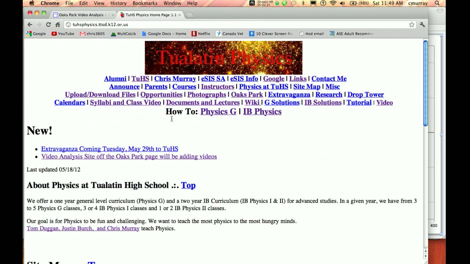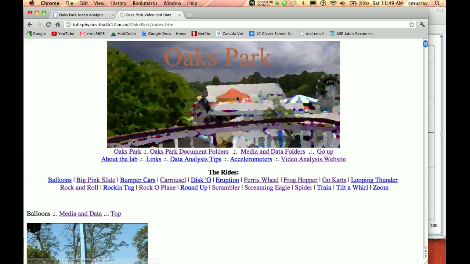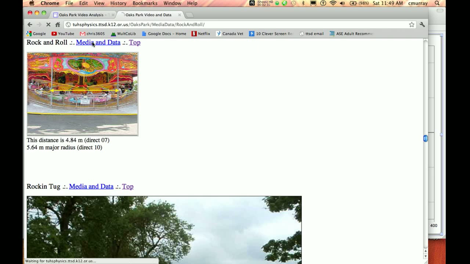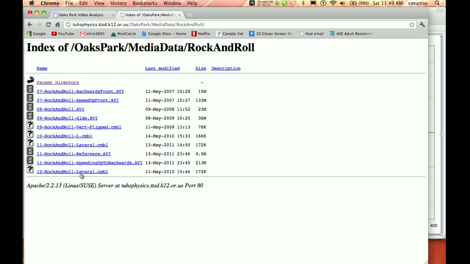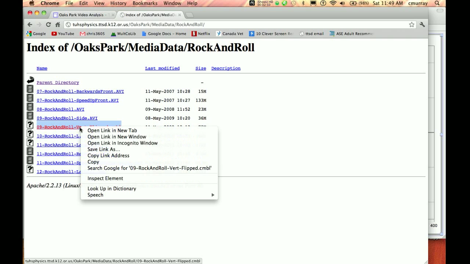Let's go to here and go to Oaks Park, right? Go to rock and roll. And there's got to be some vertical data there, right? Here's lateral. We don't want lateral. Let's see. Vertical. Is there a vertical? CMBL. Vertical flipped. Wow. Okay. Lateral. A lot of lateral. Not so much lateral acceleration on this one because remember the thing pivots out. So let's go vertical. Let's see what this one says. Vertical flipped. What does that mean? No idea. Okay. Save link as.